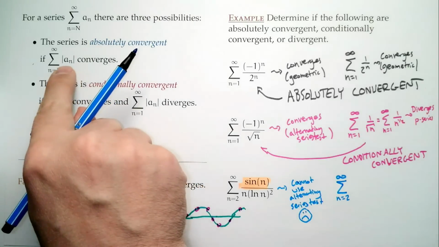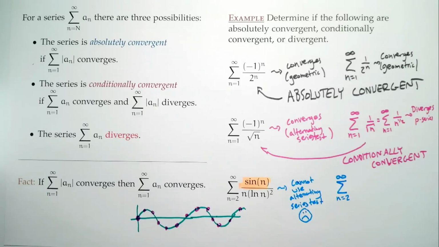So let's take a look at the absolute value. Now, the only place we need the absolute value is to look at the absolute value of the sine, because that's the only part that can be negative. Absolute value of sine of n over n log n squared.